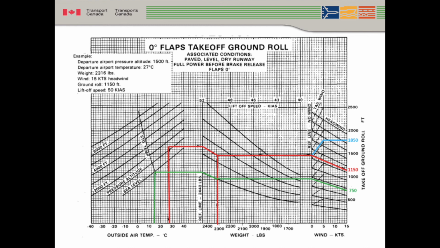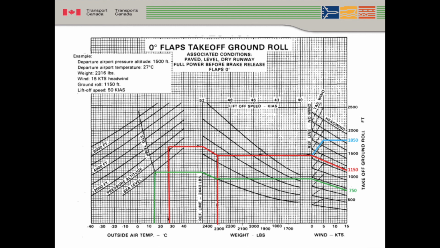Now, the blue line shows what happens should you accept a tailwind. Say just a 5 knot tailwind. You follow the red line to the 0 knot wind and then move up on the tailwind lines until you get 5. Then clear across to the edge of the graph, which reads 1,850 feet.